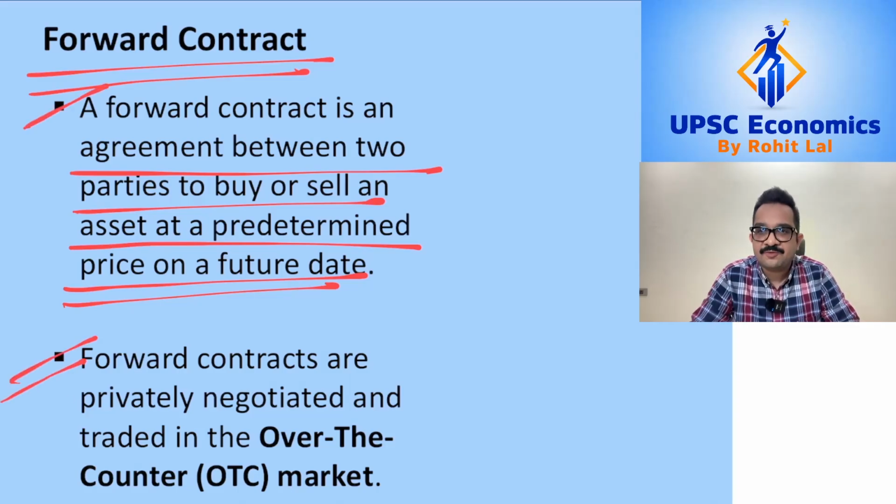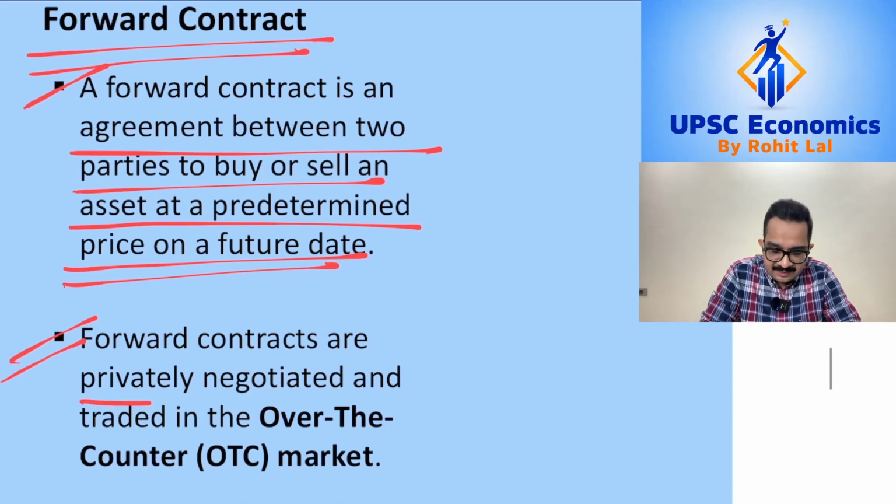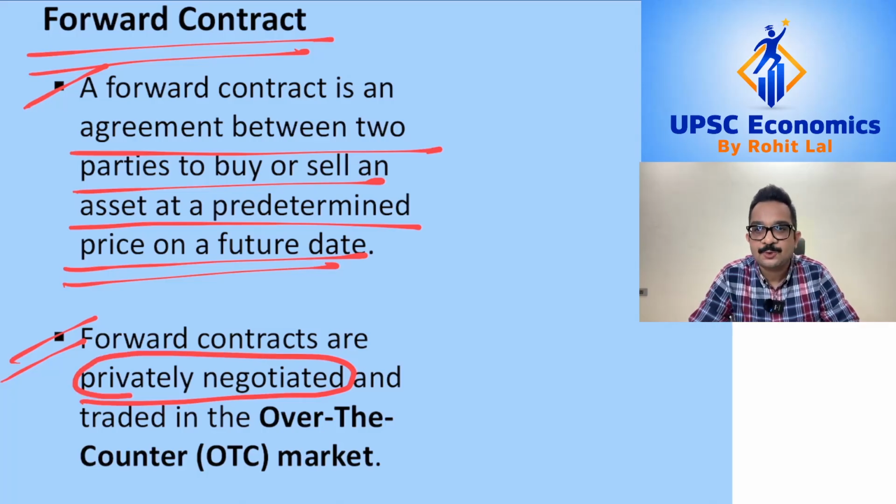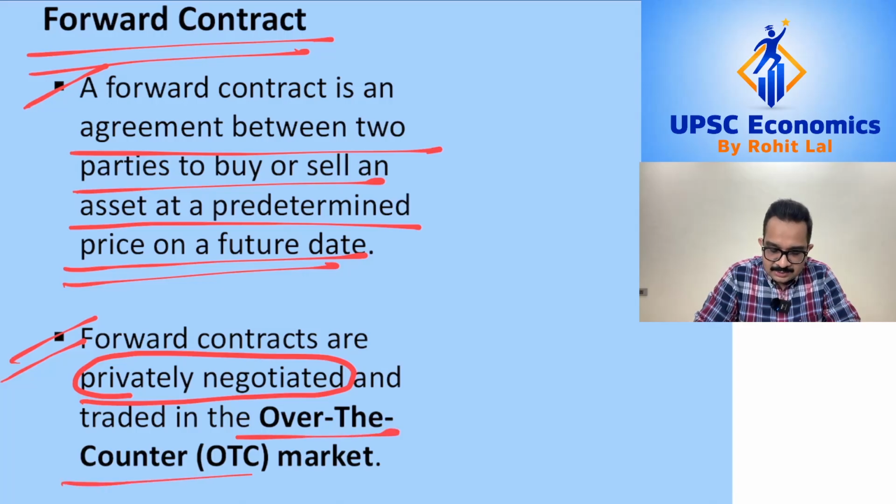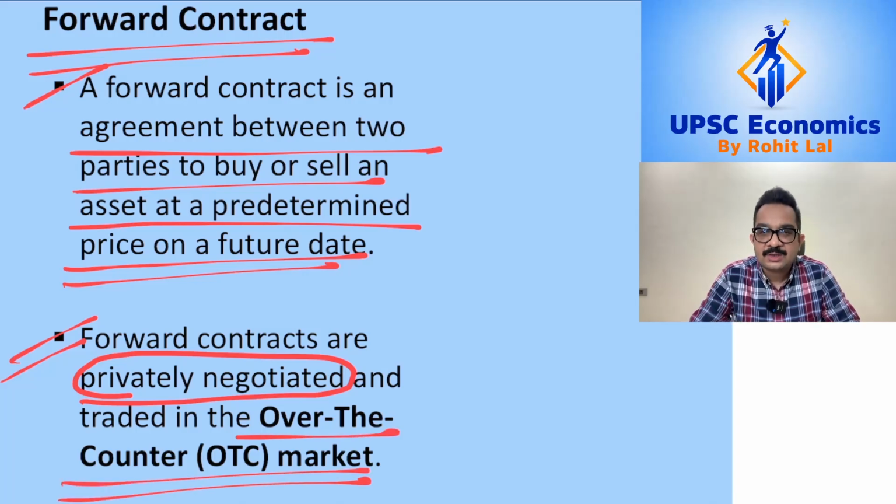Now the thing about forward contracts is that they are privately negotiated. That is, you don't have any stock exchange such as the Bombay Stock Exchange or National Stock Exchange involved. So these contracts are signed directly between the two parties. That's why they are also called over-the-counter contracts, that is, they are traded in the over-the-counter market.